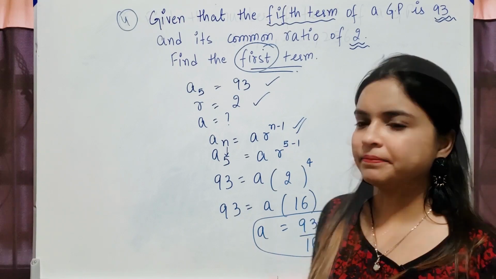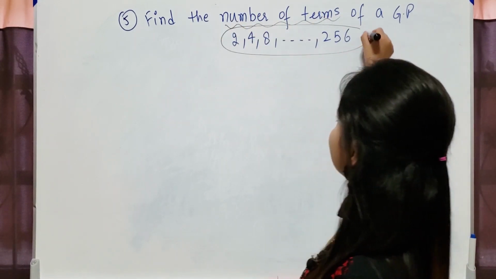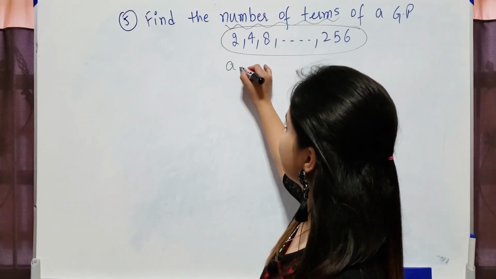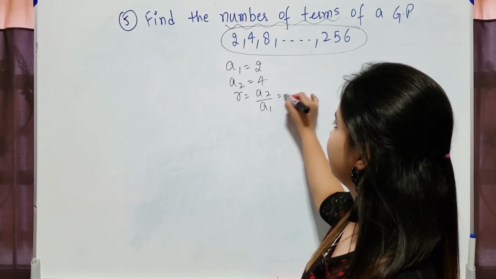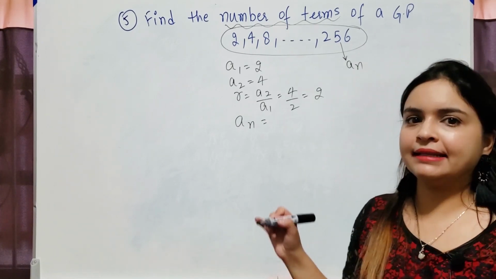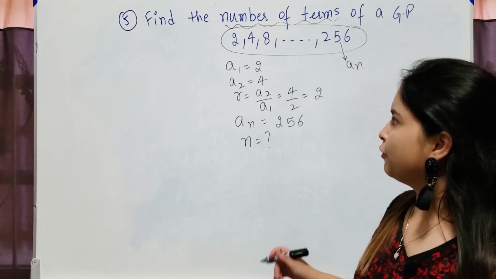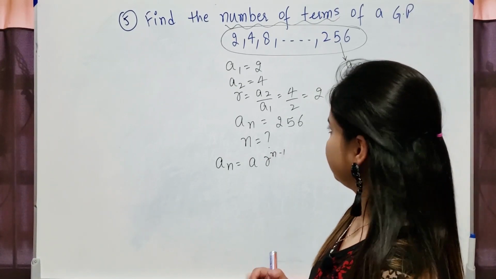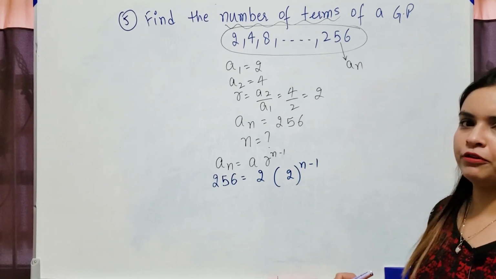Now, my next question is find the number of terms of this particular given GP. Okay. The given GP is 2, 4, 8 up to 256. That means first term is given as 2, second term is 4, r is a2 over a1, which is 4 over 2, which is 2, and the last term is also given, which is the nth term, an. an is 256. Now, find the value of n. Use the general term formula. an is a r raised to power n minus 1. Put all the given values in the formula and find the value of n.